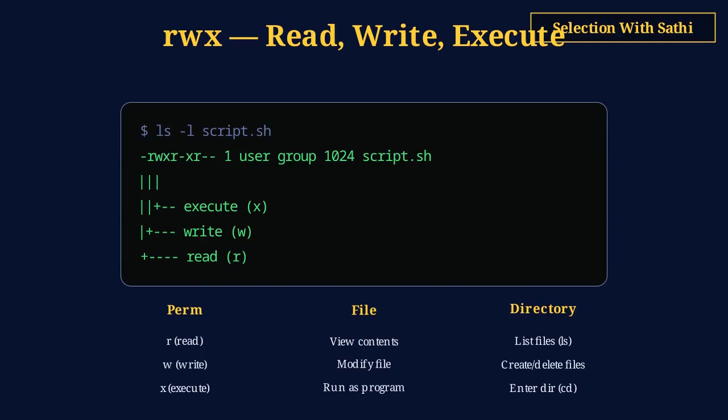When you run ls -l, you see something like -rwxr-xr-x. This means the owner has read, write, and execute, the group has read and execute, others have read only. For directories, the permissions mean something slightly different. R means you can list the contents, W means you can create or delete files inside, and X means you can enter the directory with cd.